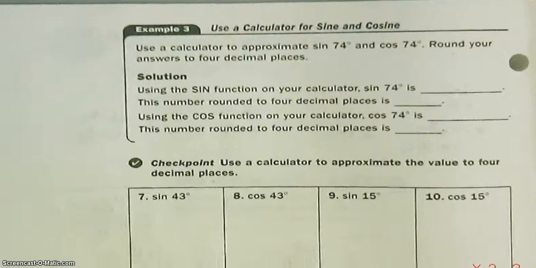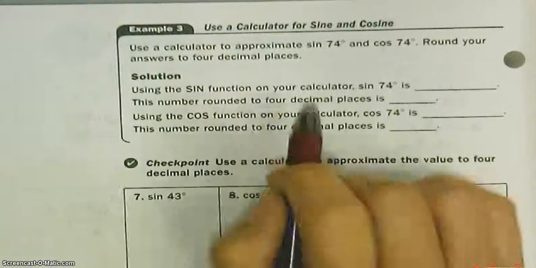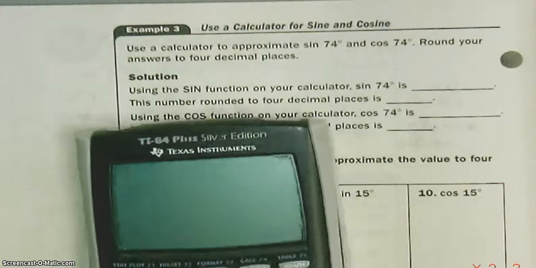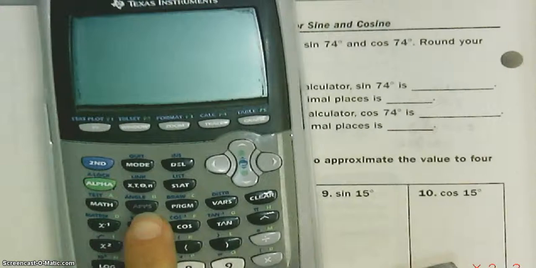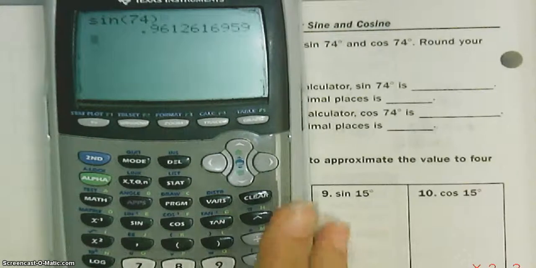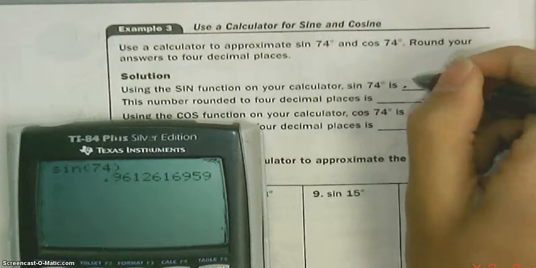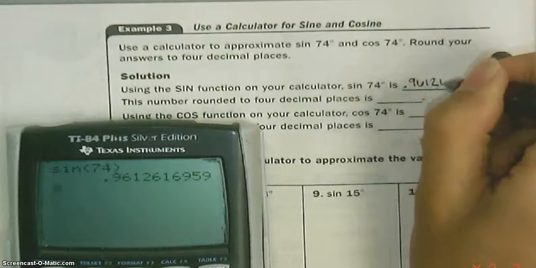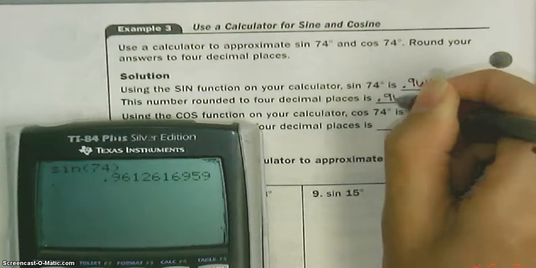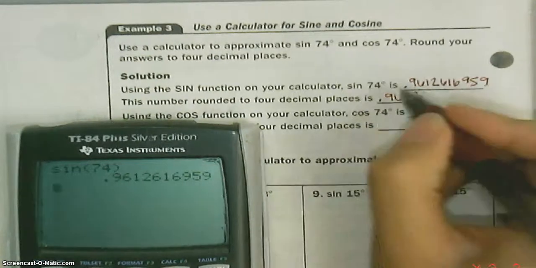Use a calculator to approximate sine 74 and cosine 74. Round your answer to 4 decimal places. So they're just asking us to put this straight into our calculator. So we press sine 74, enter. All right, that's quite long. It's quite a ratio, 0.96126165959. Into 4 decimal places, 9613. Notice that 6 is going to round that 2 to a 3.